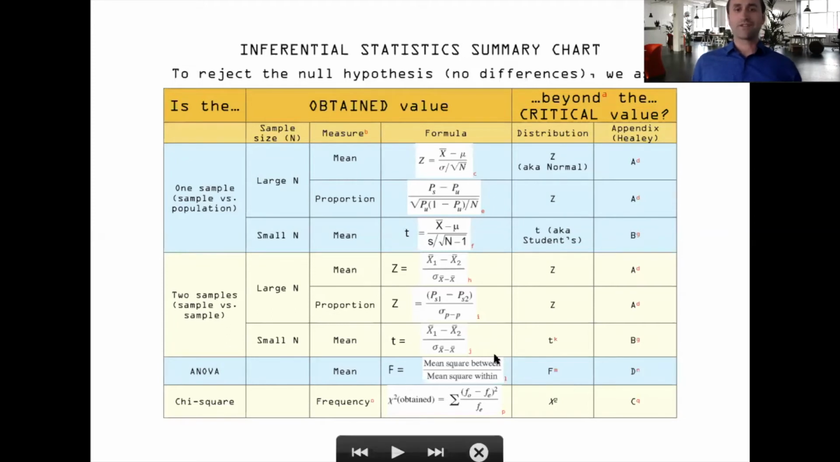So as you can see on this chart, there are lots of little red letters. So A's and B's and C's. You can use these letters in the document to connect through to the second and third pages, and that gives you more information about each of these different tests.